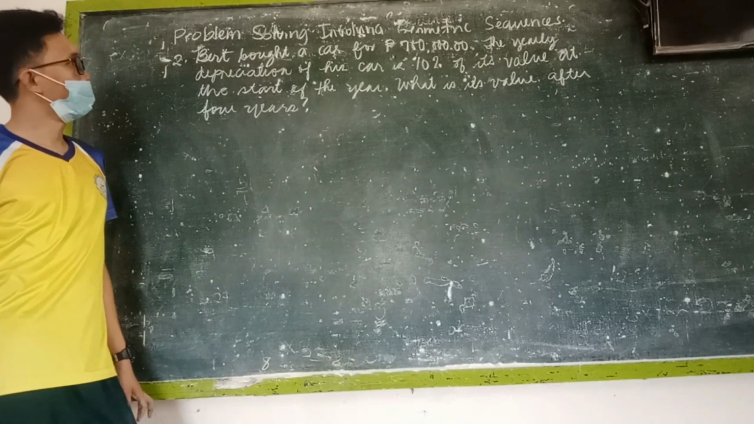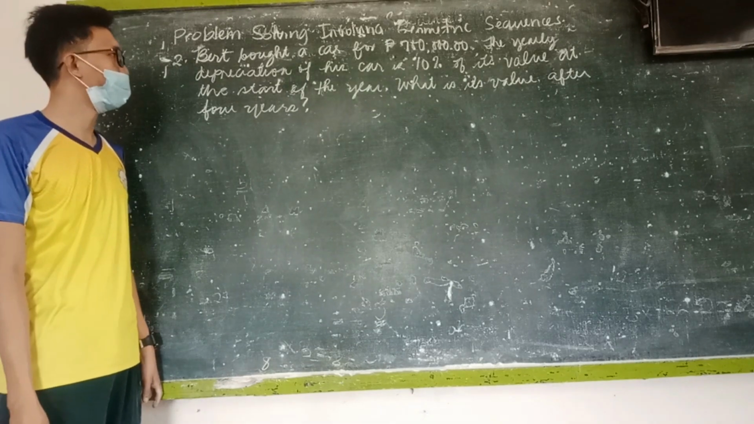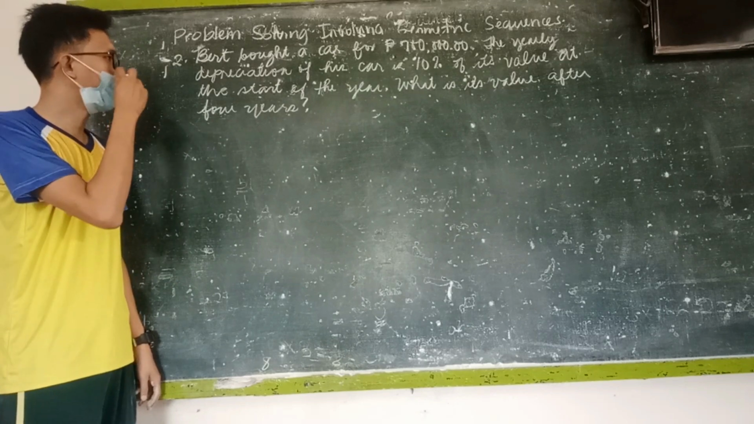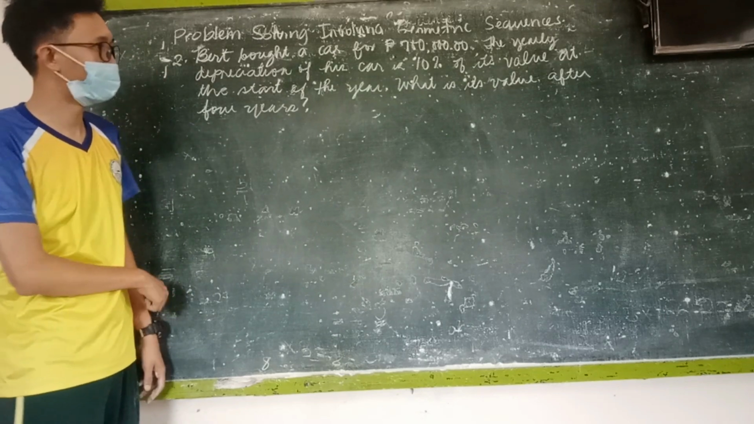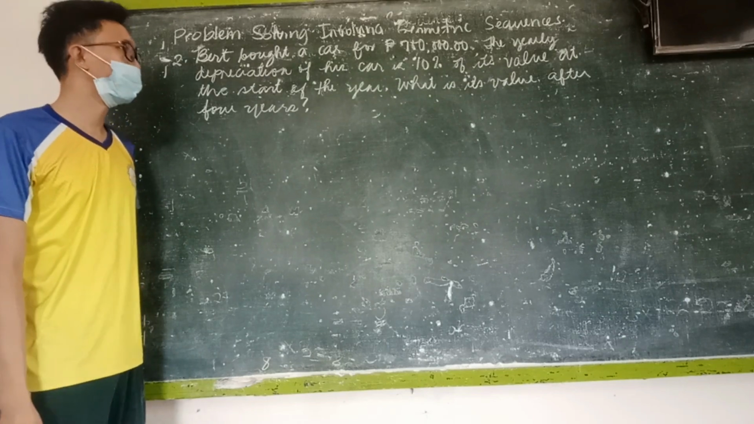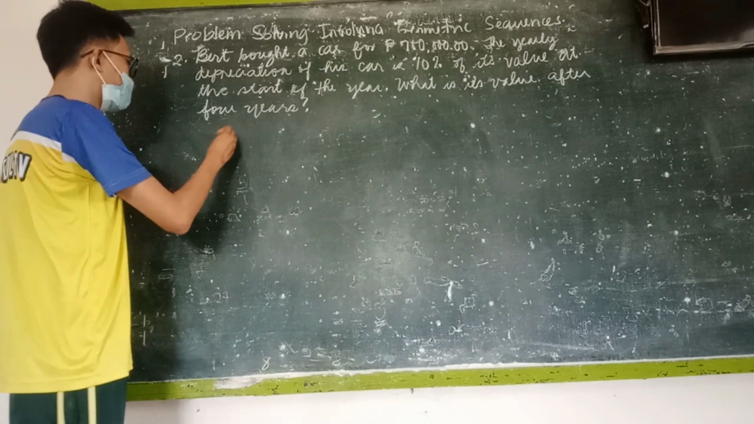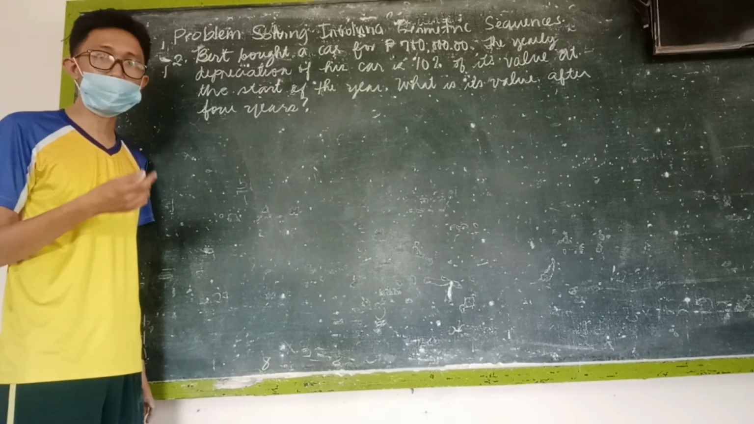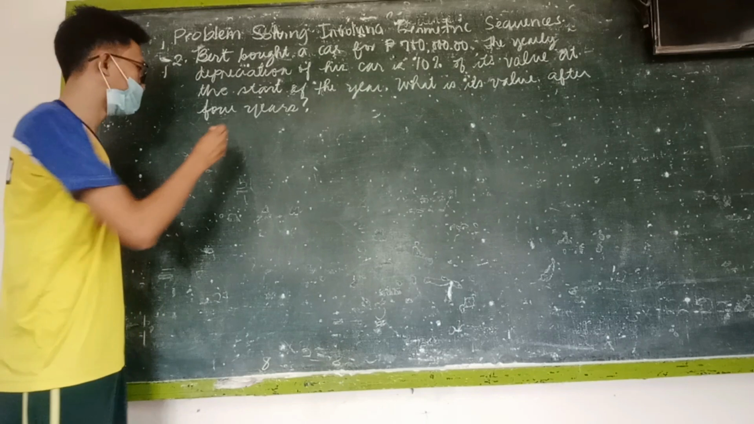We have example number 2. Bert bought a car for 700,000 pesos. The yearly depreciation of his car is 10% of its value at the start of the year. What is its value after 4 years? So, we will use the steps in solving word problems involving mathematics.